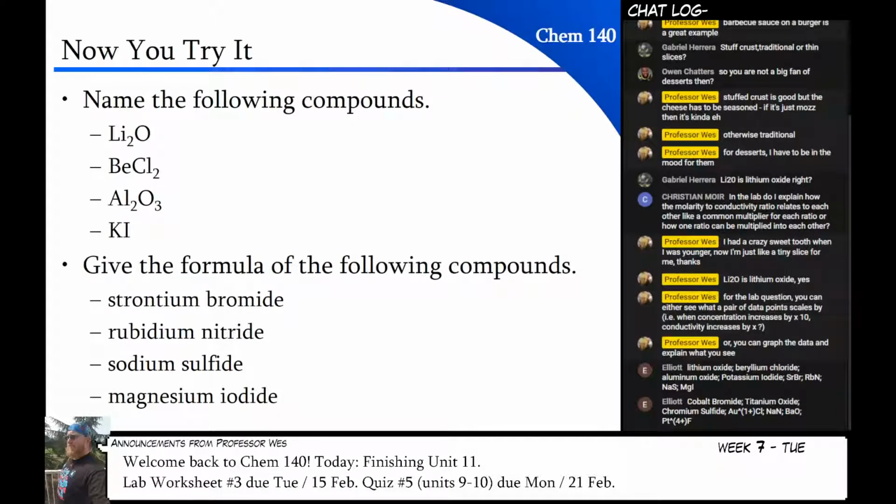All right, so let's write out the names of these. Li is lithium, and O is oxide in an ionic compound. So we're going to name the metal, and then name the nonmetal with "ide." Remember, be careful about spelling.